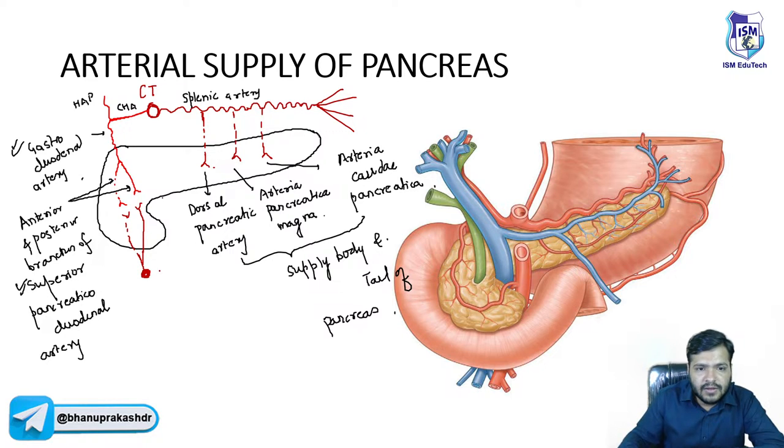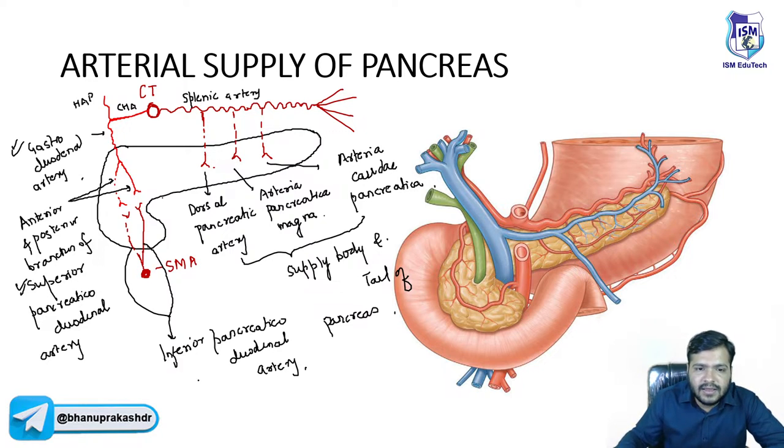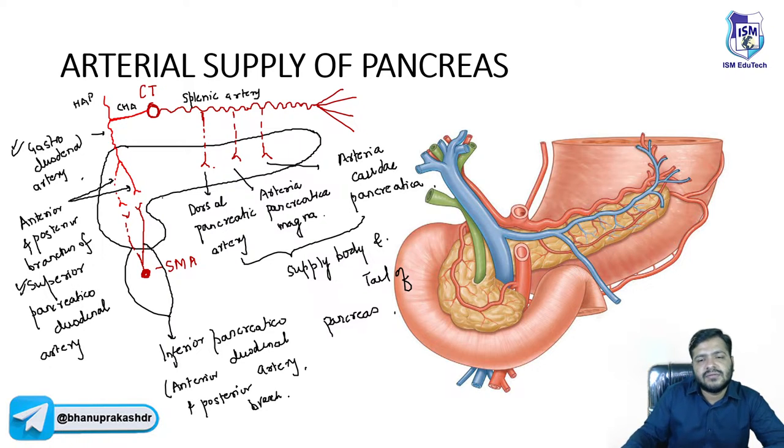So we have this superior mesenteric artery. It is giving off two branches that you have to remember. These two branches are the inferior pancreaticoduodenal artery, and it has anterior and posterior branches.